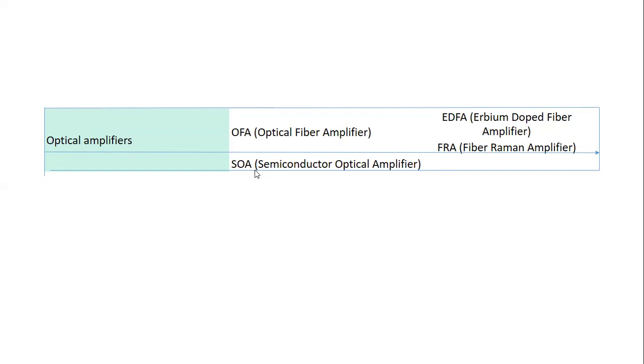And the other type is SOA. What is this SOA? SOA is a semiconductor optical amplifier, and in this we are using semiconductor material for the designing of this SOA, like phosphorus, gallium, indium, and arsenic. Basically, an alloy of semiconductor material from groups 3 and 5 of the periodic table is used for this type of amplifier, that is SOA. And we will discuss OFA and SOA in detail.